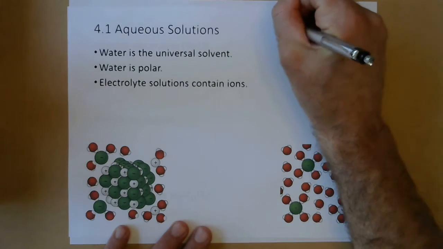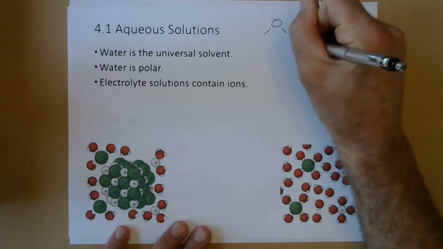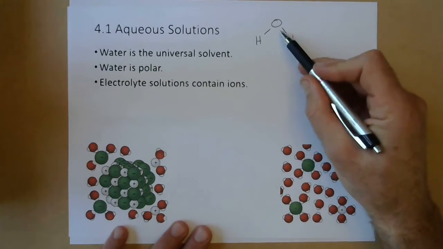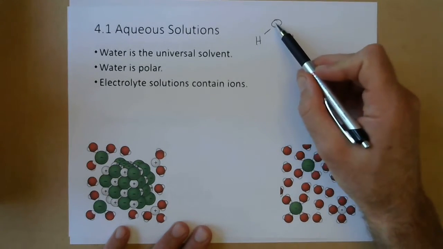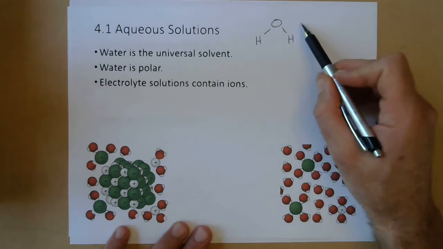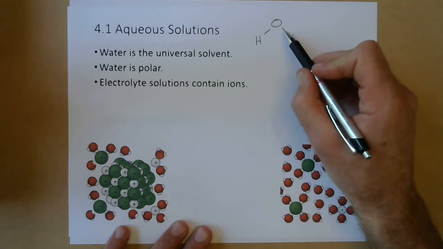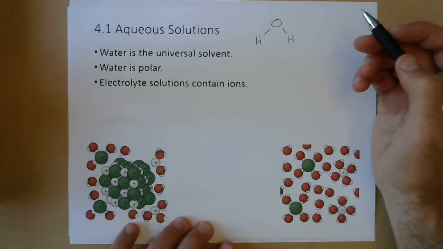So if we draw a water molecule, it looks like this. Usually when we draw a water molecule, we draw it in this shape right here, where the atoms are not in a straight line. It's not 180 degrees between the two hydrogens, but around 104.5 degrees between the two hydrogens. It makes this shape right here.